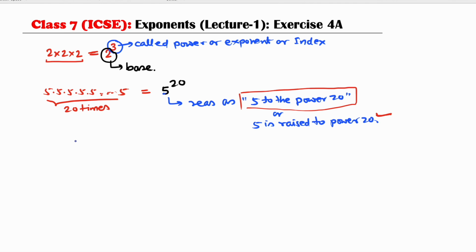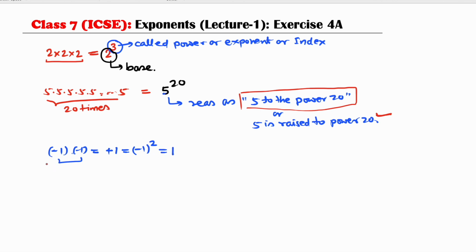Suppose this number is multiplied. Suppose I use -1 into -1. We multiply minus minus, then it becomes plus. So this will be plus 1. So it means -1 to the power 2. This is written twice, so its power will be 2. So this will be 1.